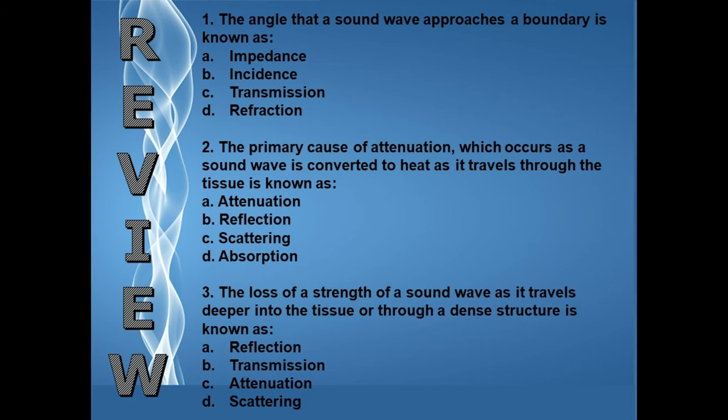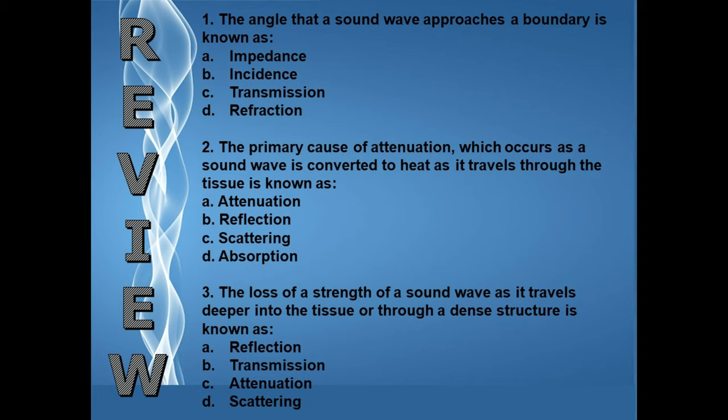Question one. The angle that a sound wave approaches a boundary is known as A, impedance, B, incidence, C, transmission, or D, refraction. And the answer is B, incidence. Question two. The primary cause of attenuation, which occurs as a sound wave is converted to heat as it travels through the tissue, is known as A, attenuation, B, reflection, C, scattering, or D, absorption. And the answer is D, absorption.